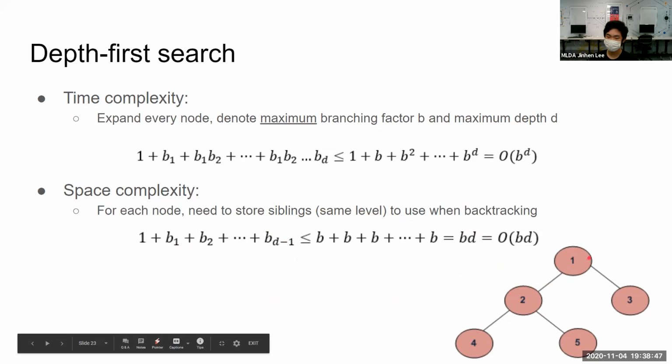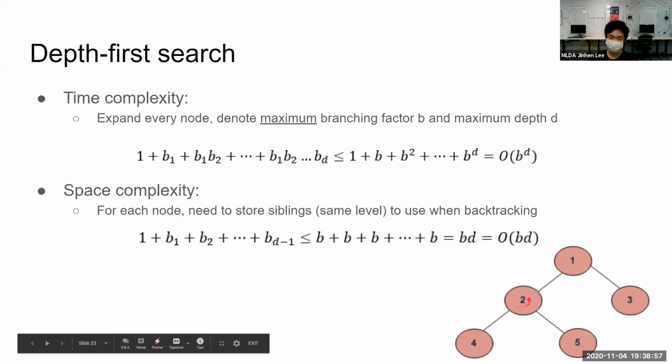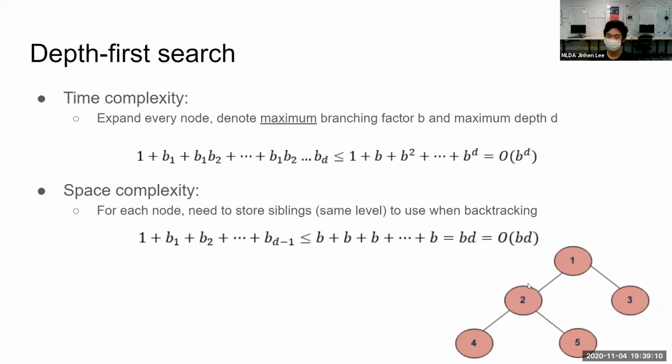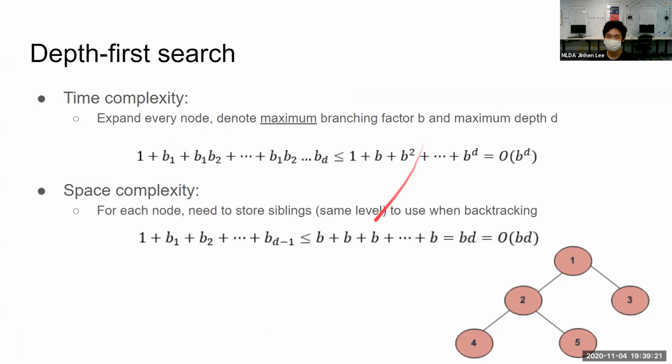So assuming you are going down this path, then the number of nodes that you are storing is this one. And how many nodes does node 1 branch into? That is B1. And how many nodes does this node branch into? That is B2. We do not take B1 times B2, unlike breadth first search, because there we are expanding all the nodes in this level. But in depth first search, we are only keeping the nodes along this path in memory. So this simplifies to B, the maximum branching factor. And so this is B times D, which is linear.